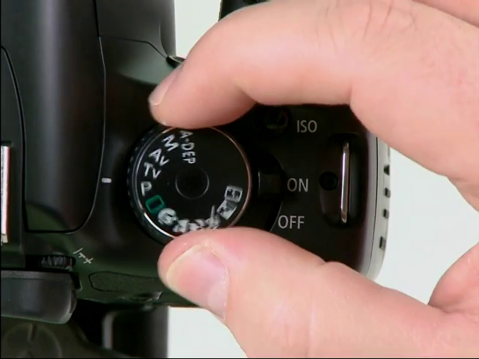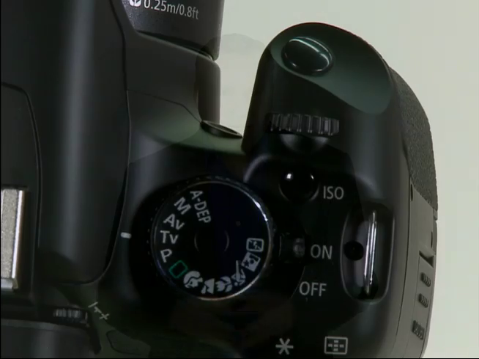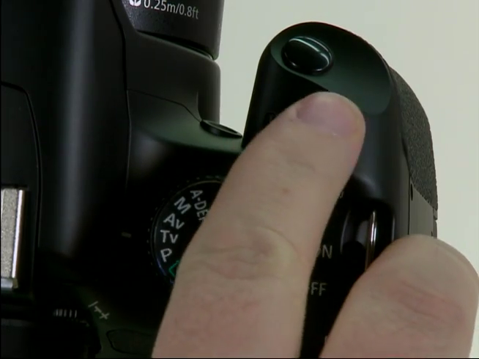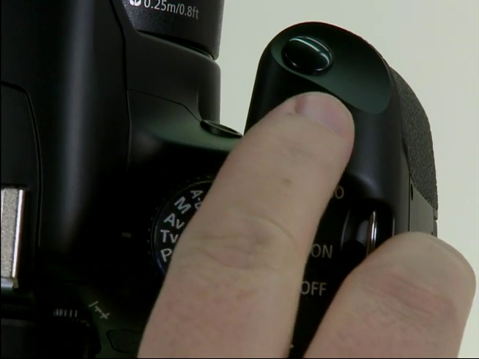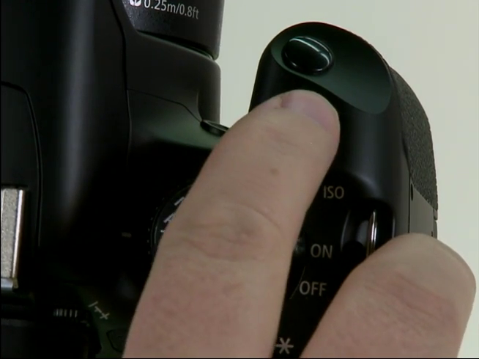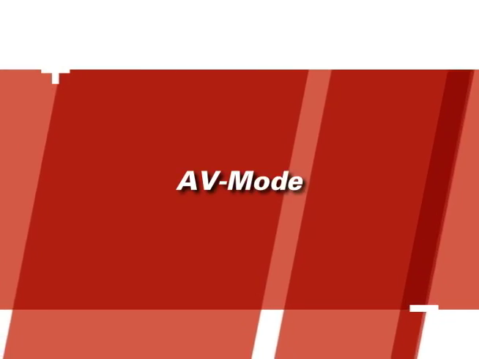The next setting on the mode dial is the TV or shutter priority mode. The TV stands for time value. Use this mode when you want to set the shutter speed and have the camera automatically select the correct aperture value. Set the mode dial to TV, hold the shutter button halfway down, and use the main dial to set the shutter speed. You can view the shutter speed and aperture values through the camera's viewfinder or on the back LCD panel.